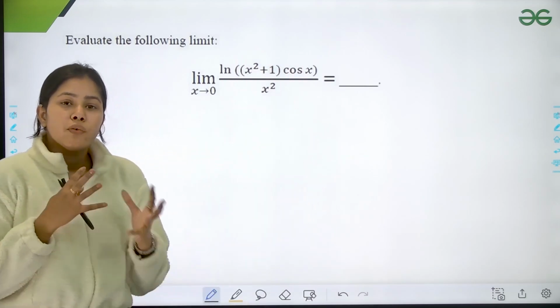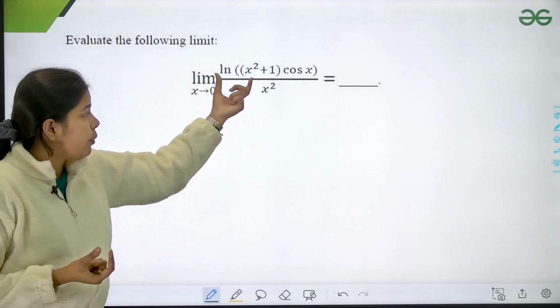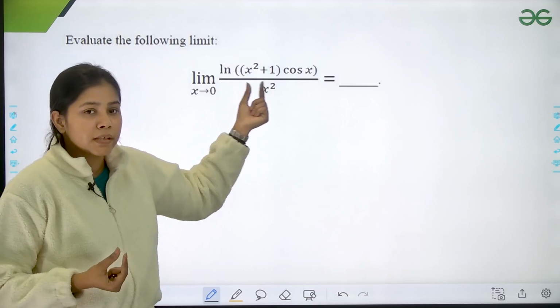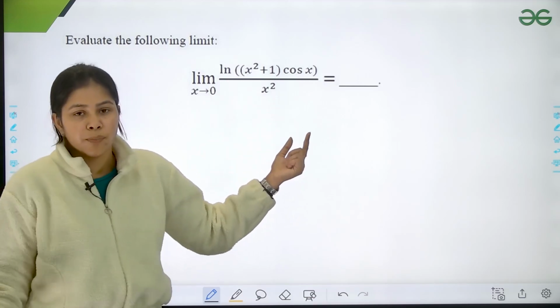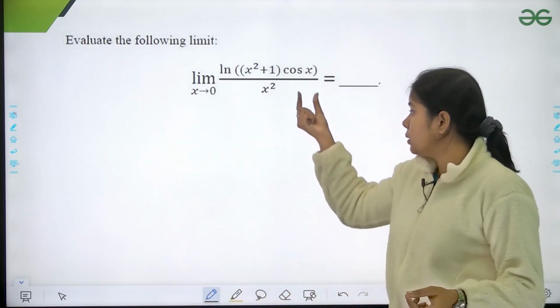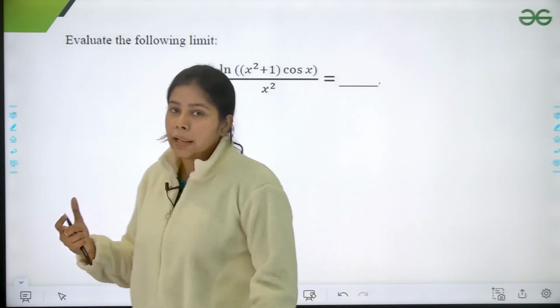One of the students said to me that you can break log(x square plus 1) cos x into log(x square plus 1) plus log cos x. I know you want to make your problem easy, but if you break it down over x square, you would not get an indeterminate form. So there is no shortcut we get after breaking it. So I'll differentiate it. I'll use L'Hopital's rule.